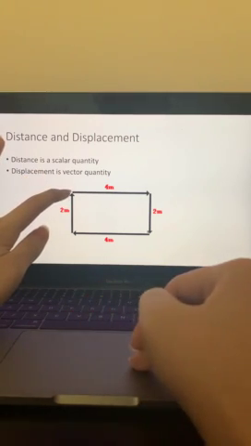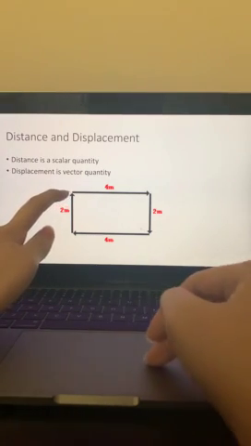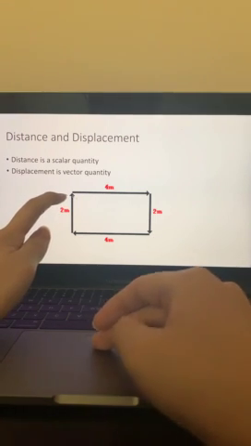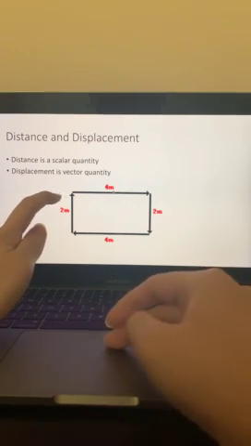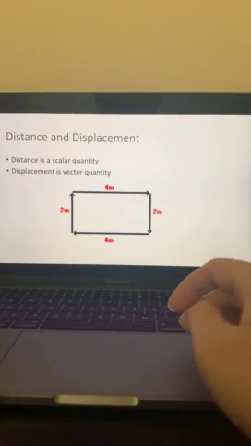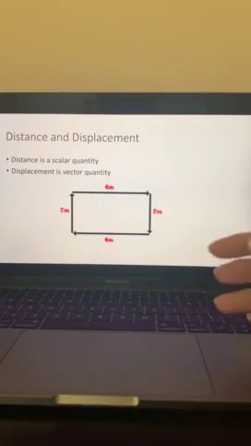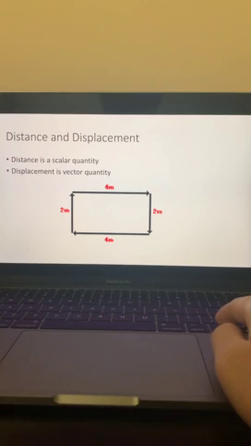But if the person walks from here to here, then you will need to calculate using trigonometry, 4 squared plus 2 squared, and then take the square root of it. That's just the difference between distance and displacement, but I believe distance and displacement are the first thing you will learn when you are in a class about one dimension motion.